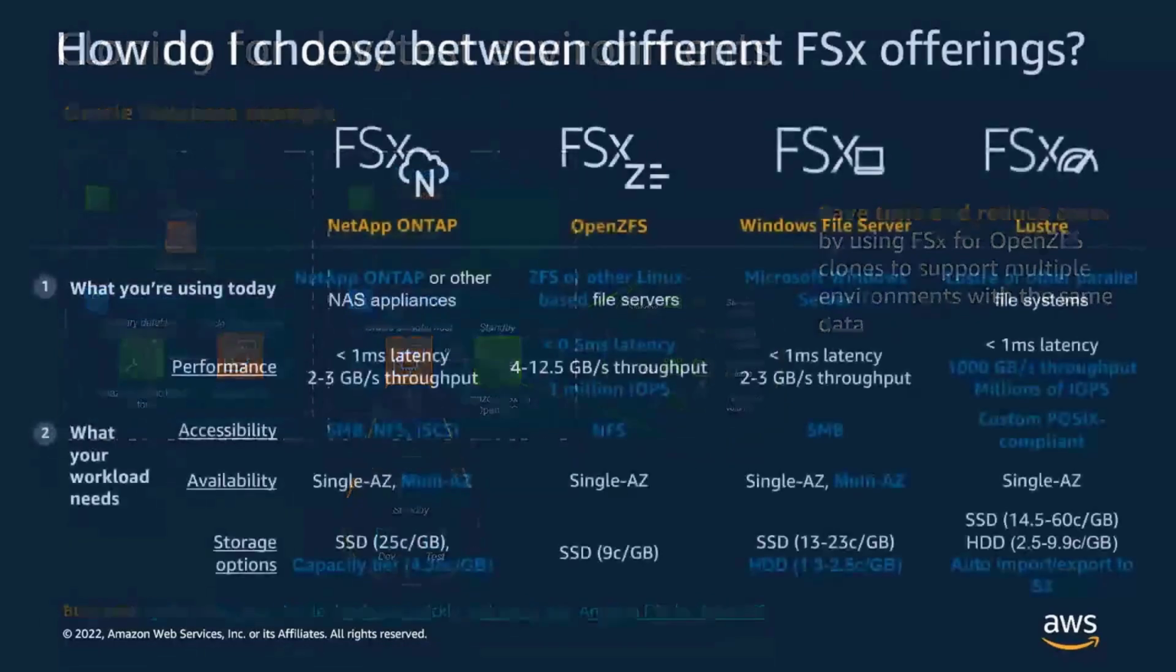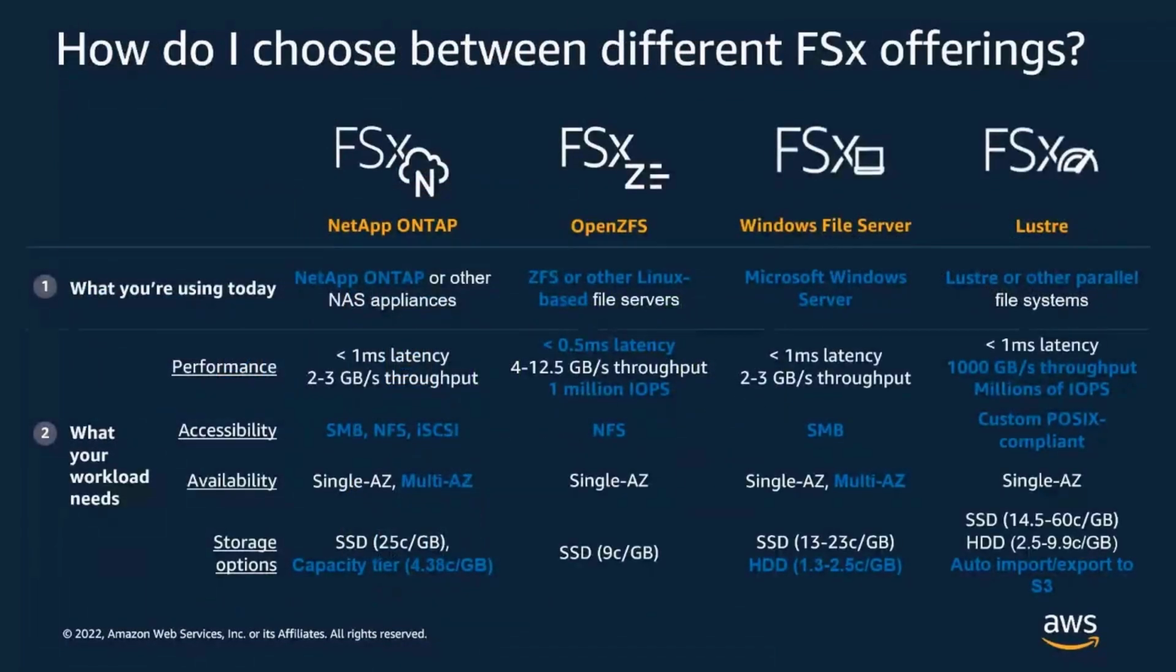So the last question I wanted to cover was, how do I choose between the different FSx offerings? So we have 4 offerings in the FSx family. We have FSx for NetApp ONTAP. We have FSx for OpenZFS. We have FSx for Windows File Server, and we have FSx for Lustre. And it really comes down to 2 core questions.